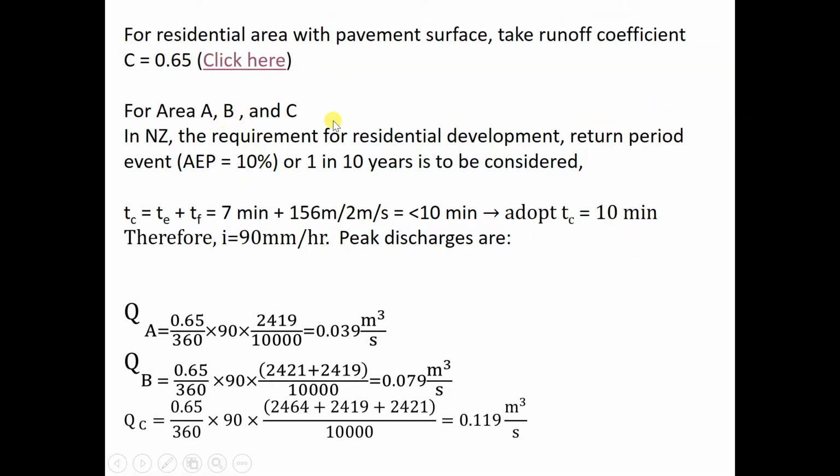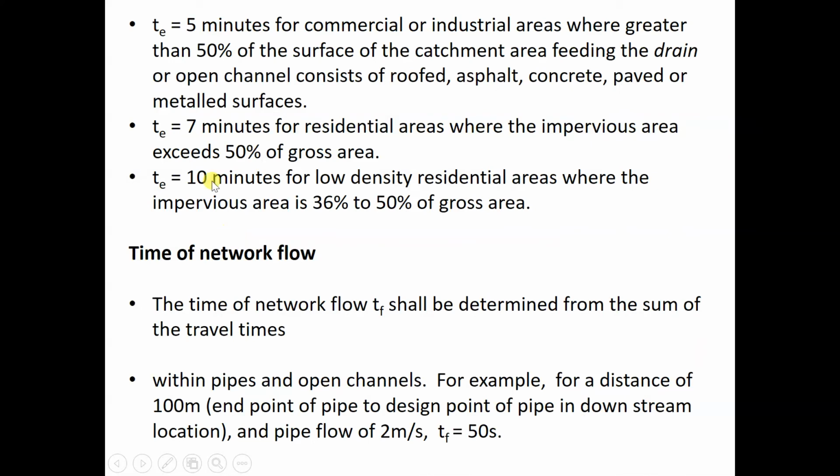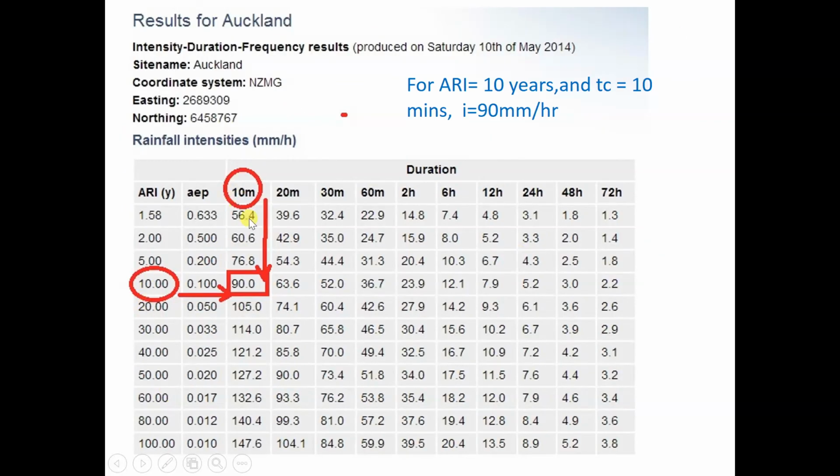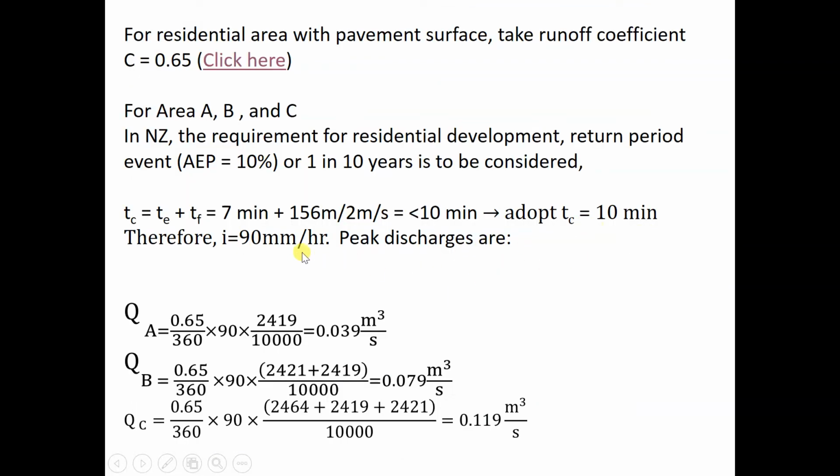Okay, so for areas A, B, C, we assume the return period ARI to be 1 in 10 years. So T equals TE plus TF, like 7 minutes, as we look at the chart and this guideline here. We get less than 10 minutes, so we adopt 10 minutes because the minimum is 10 minutes. We don't have any value below 10 minutes. So the TC is the bottom value, 10.